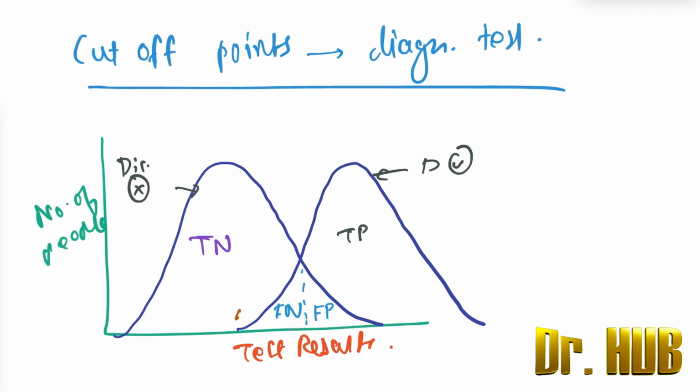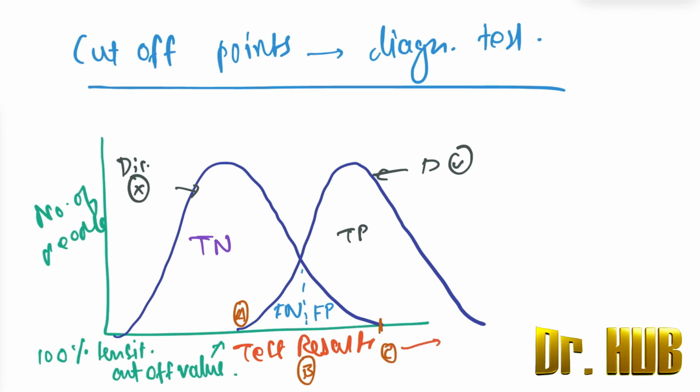So let's look at the site A. This will be site A, the intersection will be B, and the other point here will be C. Looking at A, this is going to be 100% sensitivity, and this is going to be the cutoff value. Next, when you look at C, this is going to be the 100% specificity cutoff value. Now let's look at the test results.